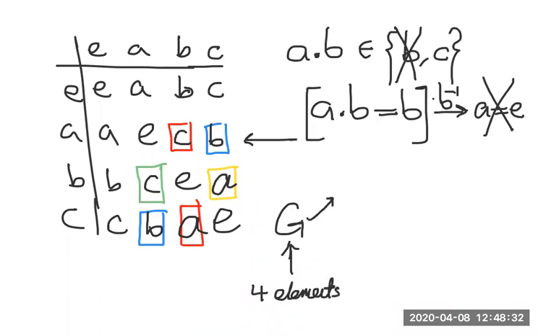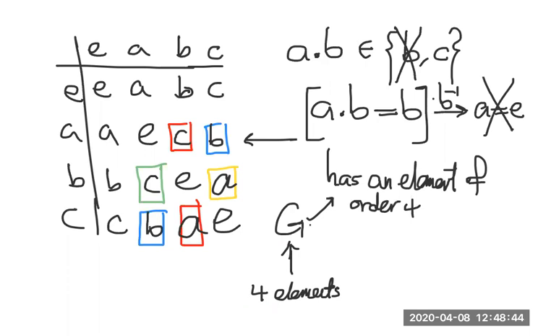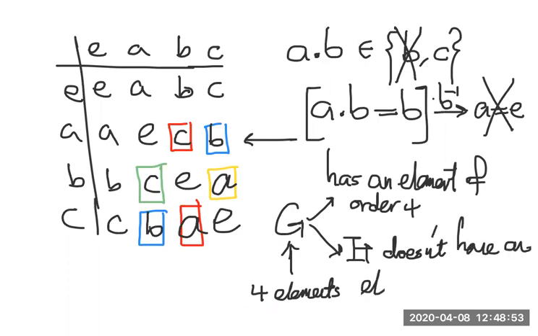It either has an element of order 4 or it doesn't have an element of order 4. The thing is that as soon as we decide about that, the group is fixed.